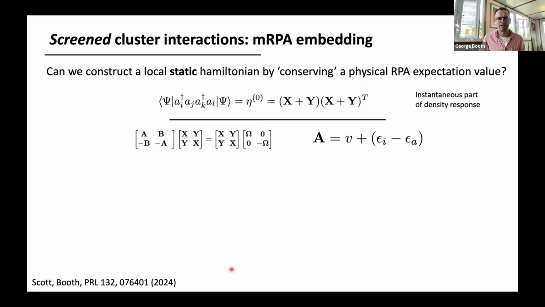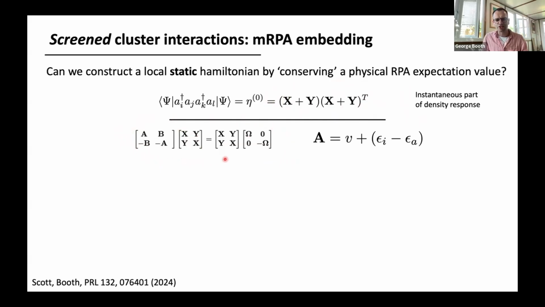So this is where it might get a little bit technical. Again, we want to think about the interaction-driven part of the two-body density matrix, which you can think of as simply the instantaneous part of the dynamical density response. Now we can write this in RPA theory in this very simple compact form, where x and y are just the eigenvectors that come out of the Casida equation, this equation of motion for these quasi-bosons over the full system.